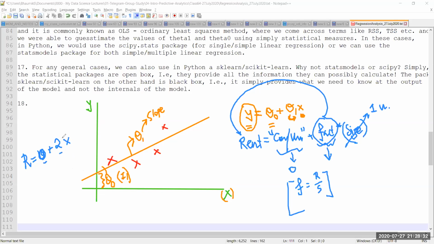This means for every 1 increase, or no, this should not be R, right? Sorry, this should not be x, this should be the size of the house. So if the size of the house is 1 square feet, then the rent of the house is 2000 rupees, let's say. So for 1 unit of increase of the independent variable, there is this factor times increase in the dependent variable's value. This is how you explain your model.